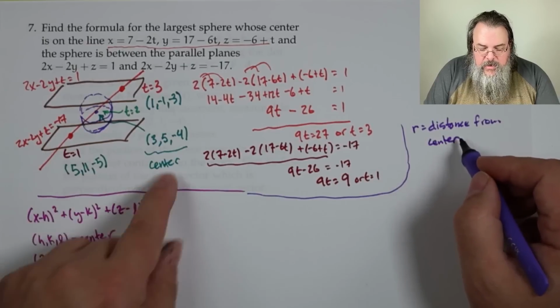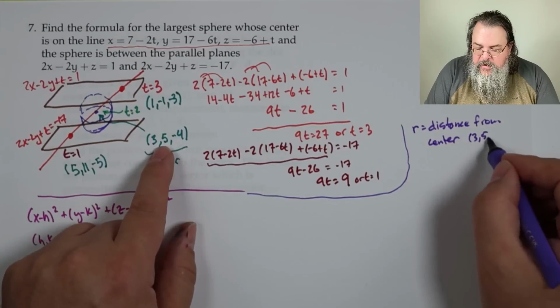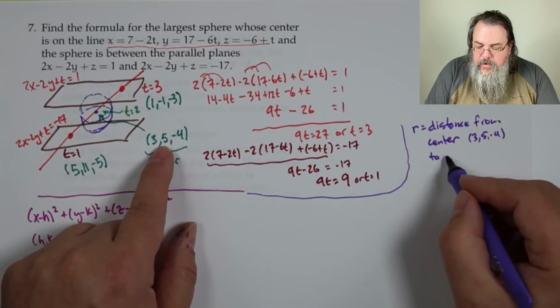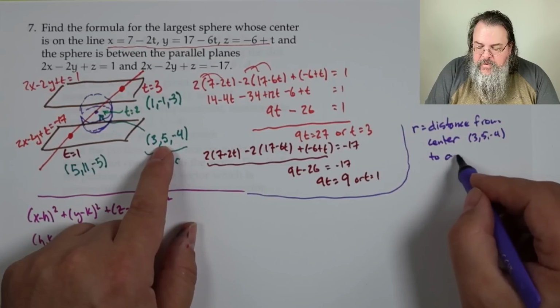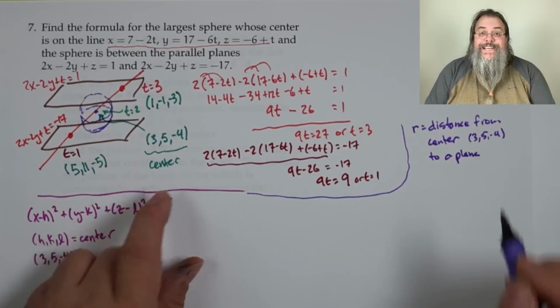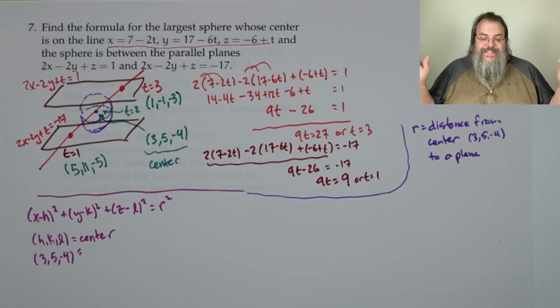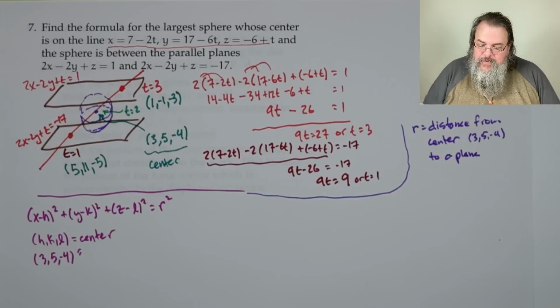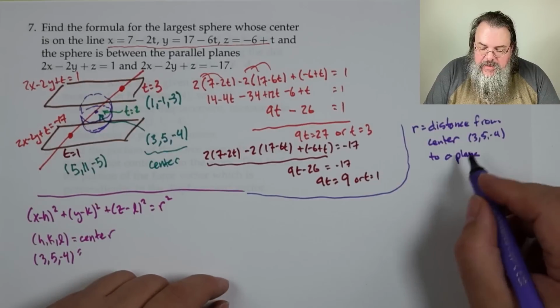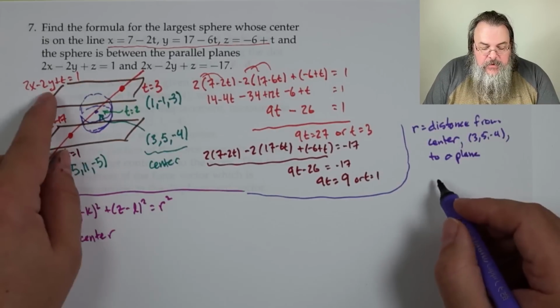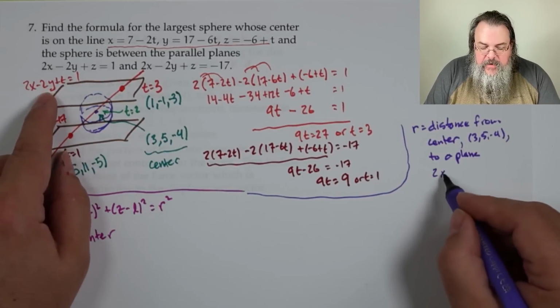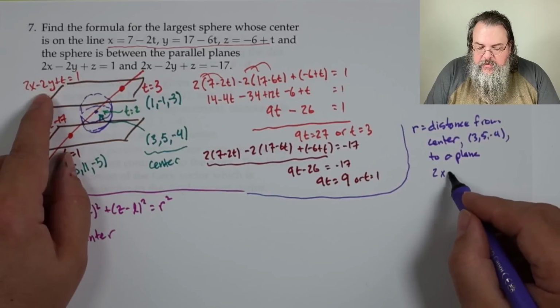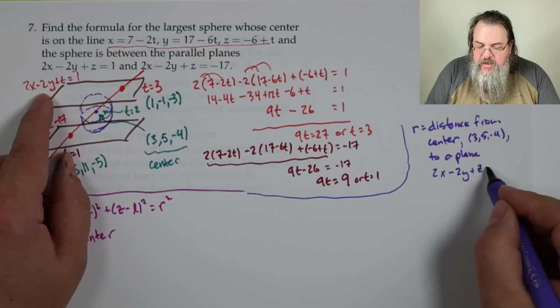And so that's 3, 5, negative 4 to the plane. Now you might say, which one? It doesn't matter. It's going to be either plane. So let's pick one. Let's pick this one. It has smaller numbers. I like the one that's easier to deal with: 2x minus 2y plus z equals 1, right?